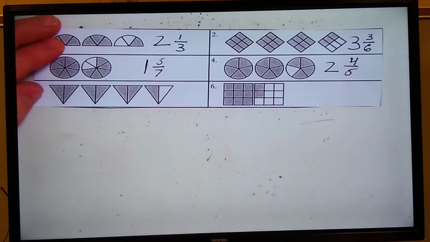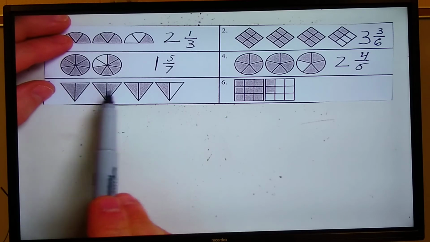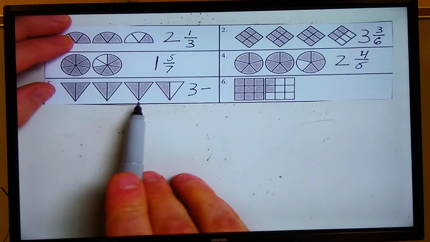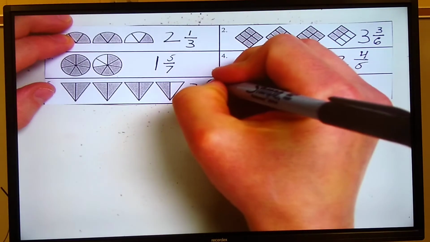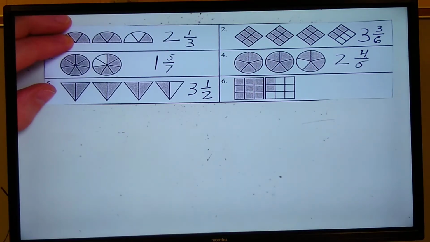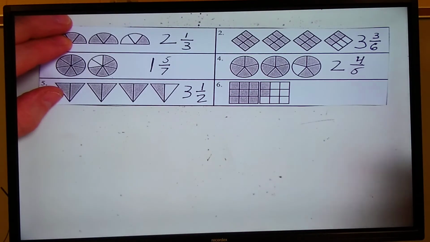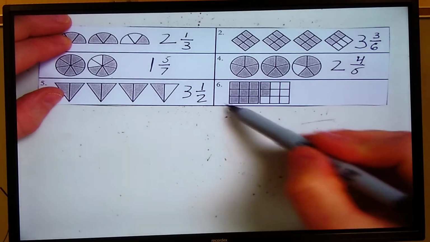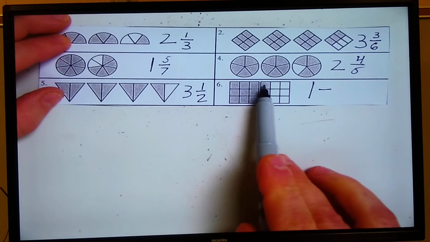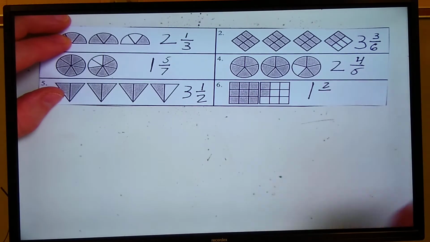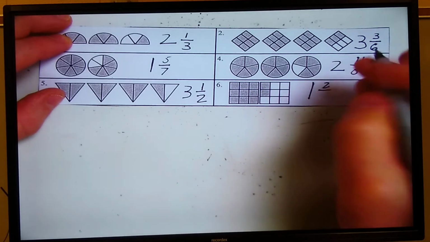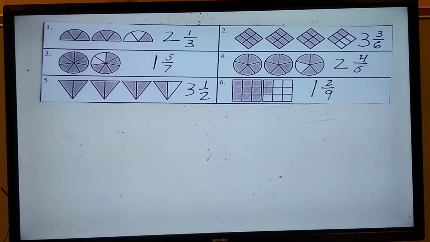All right, number 5. How many do I have shaded in completely? 1, 2, 3. Now for my fraction. How many do I have shaded in? 1. And how many do I have all together? 2. So 3 and 1/2. All right, the last one. How many do I have shaded in completely? Just 1 whole. And my numerator shall be 1, 2. My denominator is 1, 2, 3, 4, 5, 6, 7, 8, 9. 1 and 2 9ths.